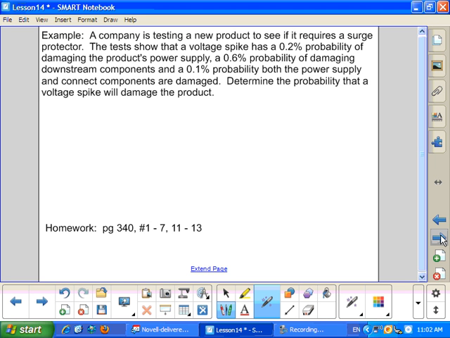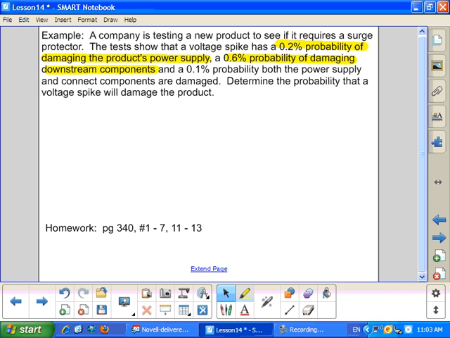A company is testing a new product to see if it requires a surge protector. The tests show that a voltage spike has a 0.2% probability of damaging the product's power supply, and a 0.6% probability of damaging downstream components. So when you try to decipher this, the 0.2% probability is of damaging just the power supply, so it's basically frying your computer, for example. Then there is a second probability of downstream components being damaged.